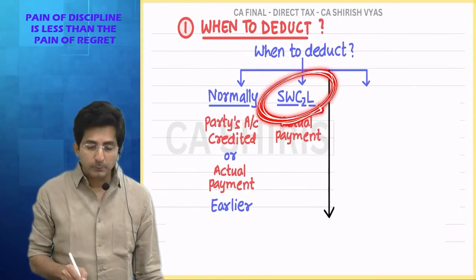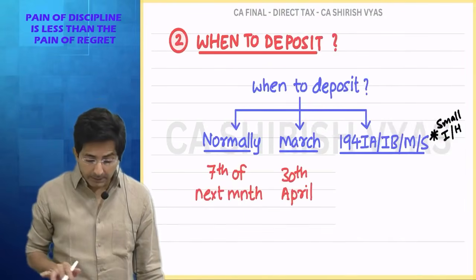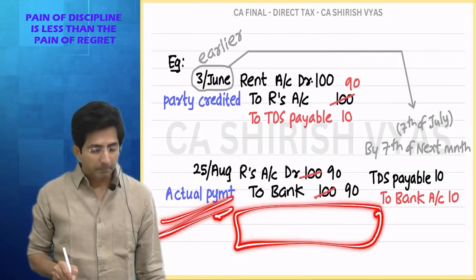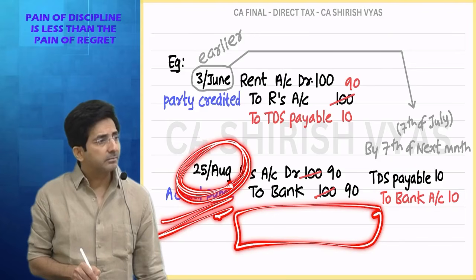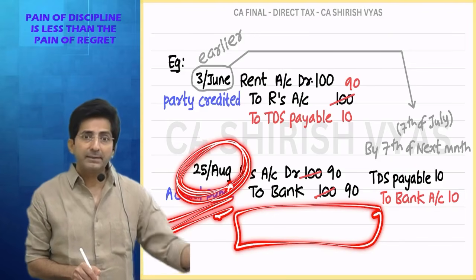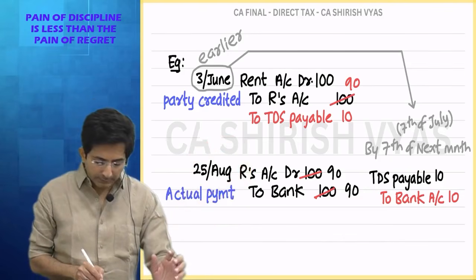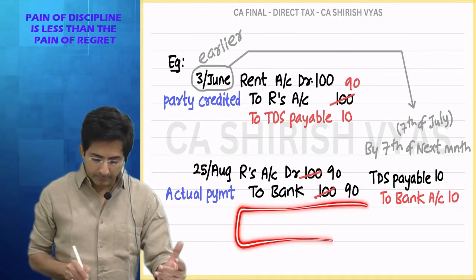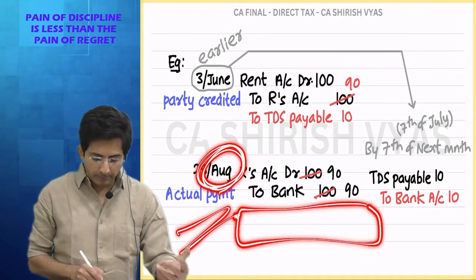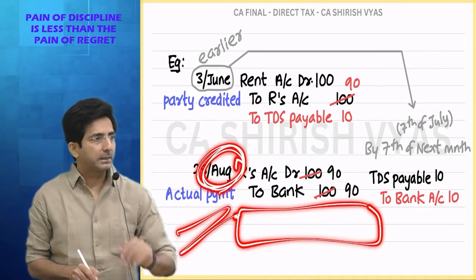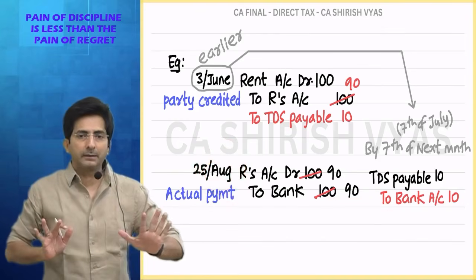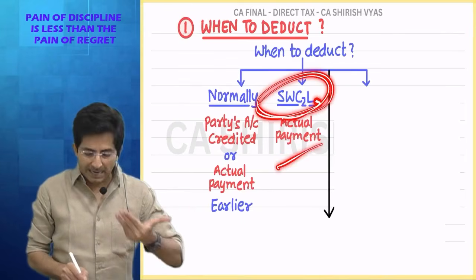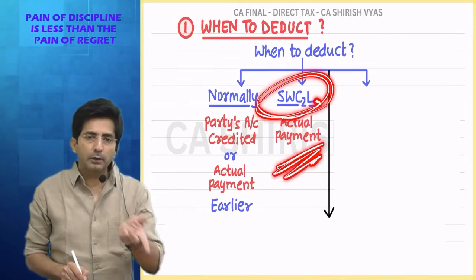See, in SWCL what is special? Liability creation comes in the actual payment entry. It will come here. So accordingly the base month will become August. So depositing by 7th September. See, you don't have to see the exact date, 25th or 23rd or 1st August. If TDS liability comes in the actual payment entry, our base month will become August. So when to deposit? By 7th of September. Means there is no exception in depositing. The only thing is, in SWCL, the base month becomes the actual payment month. So accordingly the 7th of the next month will be decided.